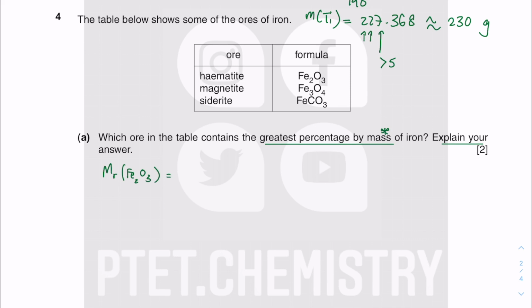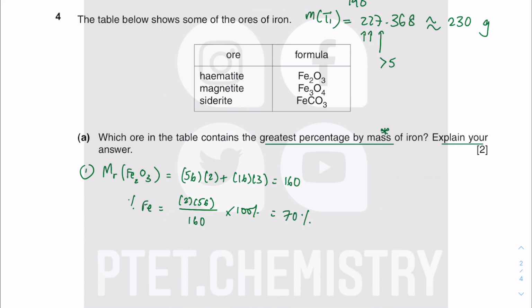Okay. So from your periodic table, iron has a relative atomic mass of 56. So 56 times 2 plus 16 times 3. This should be a quick enough exercise for you. And for the percentage of iron, there are 2 iron out of this 160, each of which is 56, divided by 160 times 100%. So 56 times 2, I get 112, divided by 160 times 100%, I get 70% of iron.